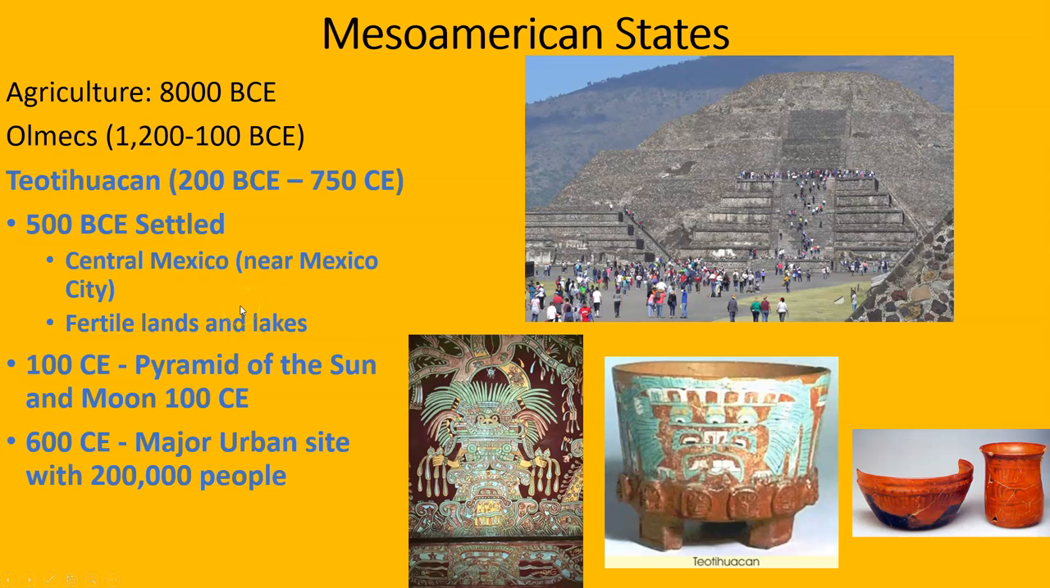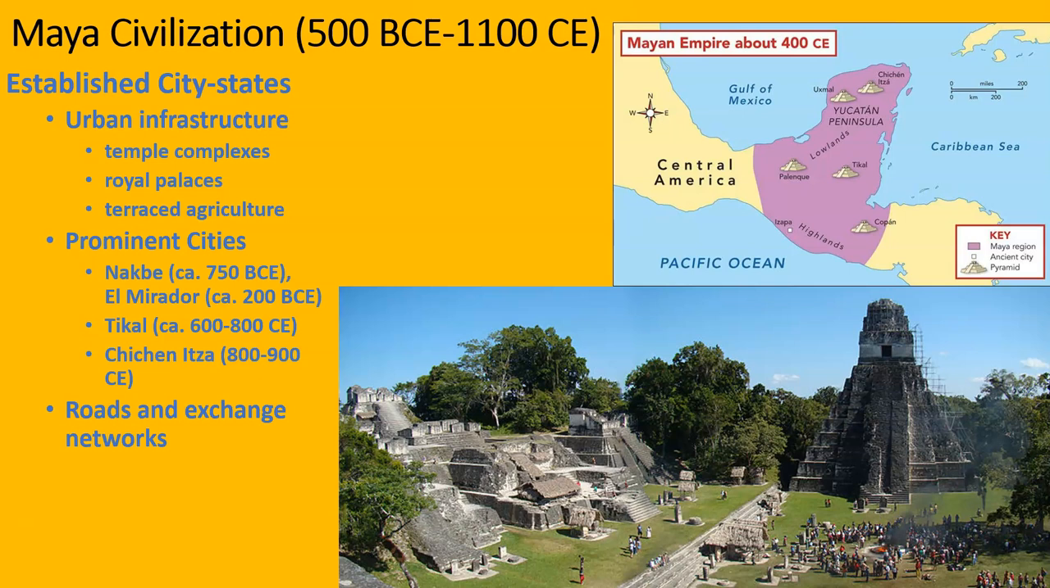It used to be this big lake bed, so it was very fertile and grew a lot of food. About 100 CE, the Pyramid of the Moon and the Pyramid of the Sun, these huge pyramids, were built in this urban center of Teotihuacan. At its height, it had maybe about 200,000 people, one of the largest urban centers in all of the ancient world. Here's some Teotihuacan. Here's some gods. Here's some pottery there.